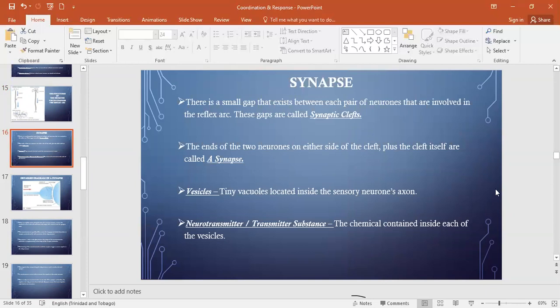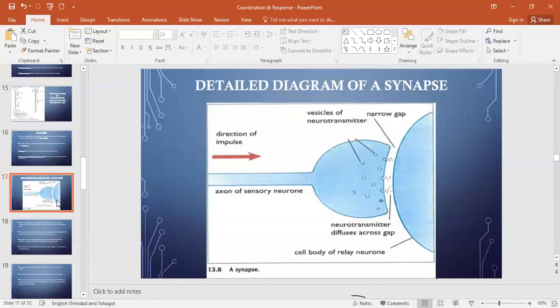Now the space itself is called a synaptic cleft, but everything, where you have one nerve ending and the other nerve beginning, and the little space between the two, that whole thing is called the synapse. But the space itself, if you are referring to that alone, is called a synaptic cleft. So let me get to the diagram so you can visually see.